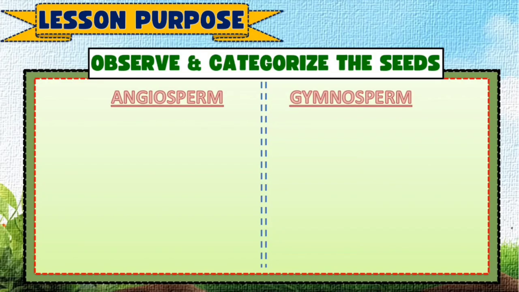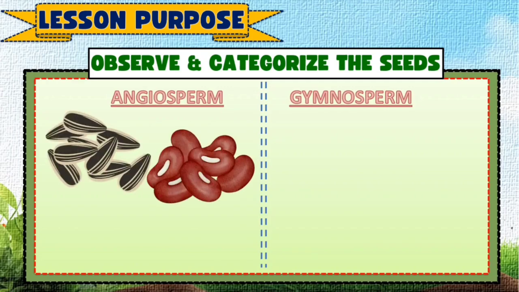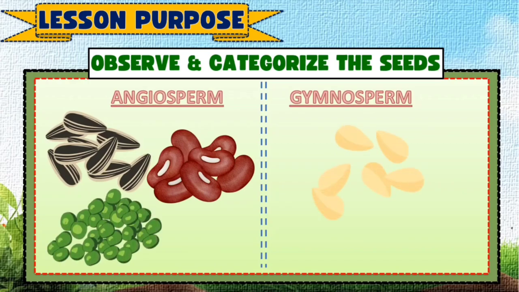So let's check your answer. Sunflower seed belongs to Angiosperm, and then beans belong to Angiosperm again, and then we have pine seeds in the Gymnosperms, and peas under Angiosperm.